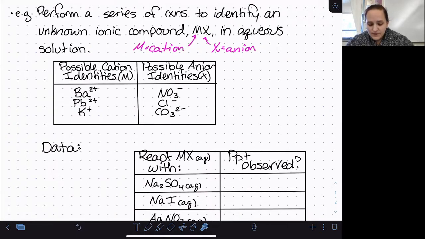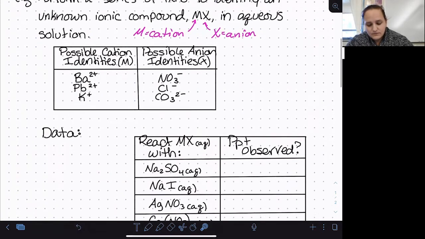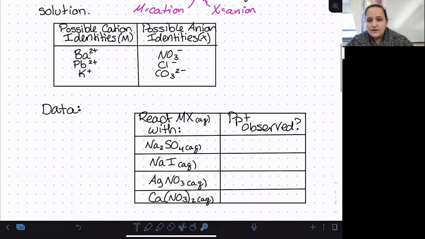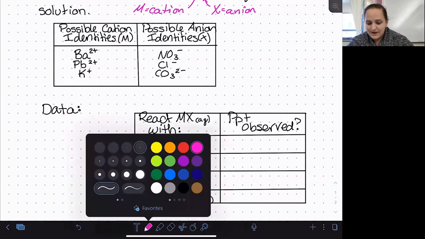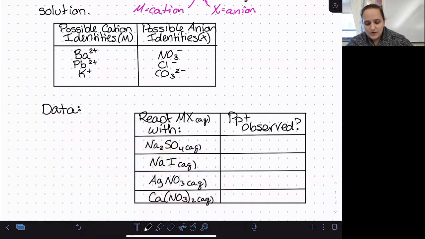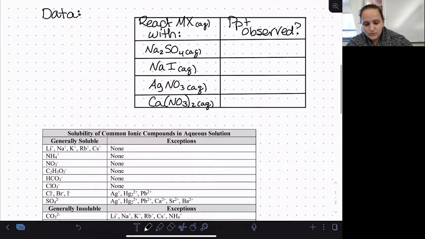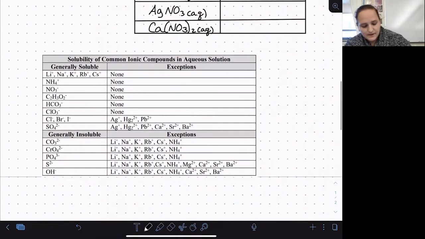So all we're going to do is react this unknown MX, whatever that may be, with a few different other substances and see if a precipitate forms in each case. So before we do that, I want to talk a little bit about what we would expect from each of these. So we'll come back to our solubility rules in a moment.